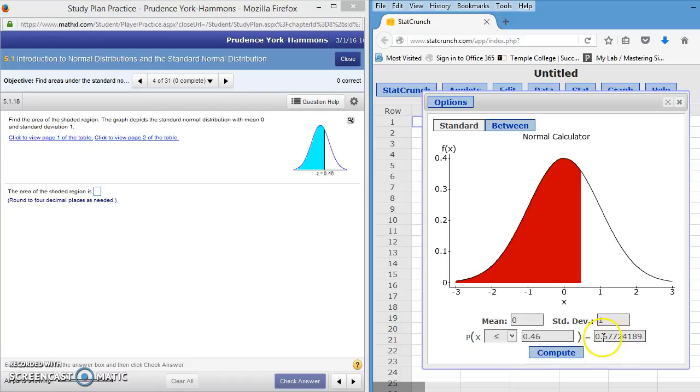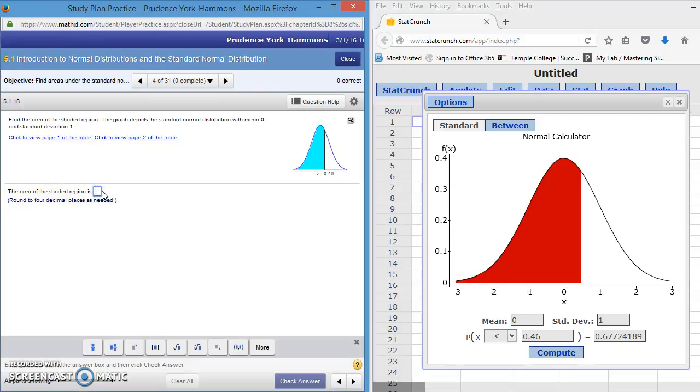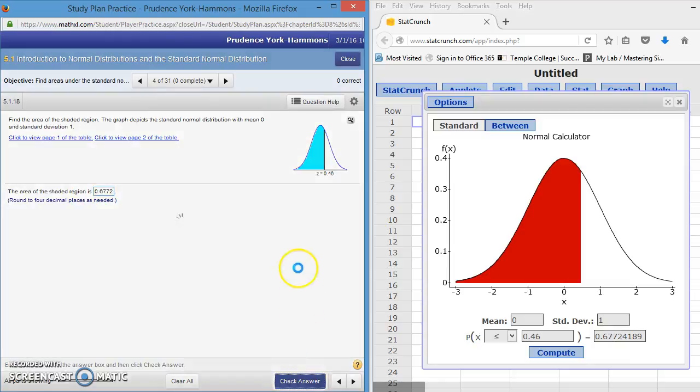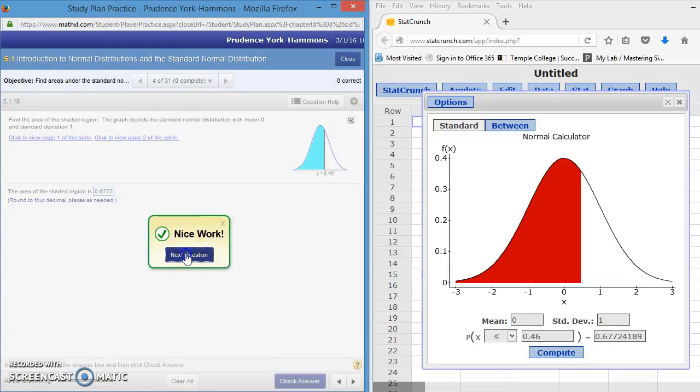and the probability is 0.67724189. StatCrunch usually keeps 8 digits. So if we want to round that to 4 decimal places, I would have 0. Now here are my decimal places, 6772, because the 4 that comes after the 2 is not going to be enough to round that 2 up. So let's just check our answer there and see.